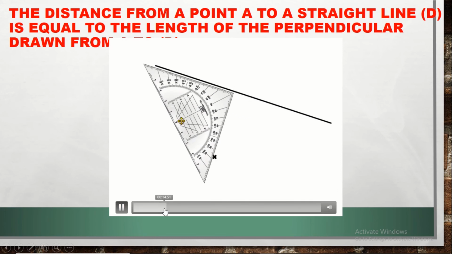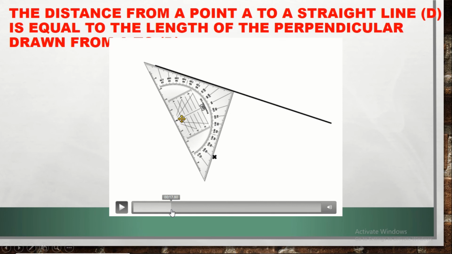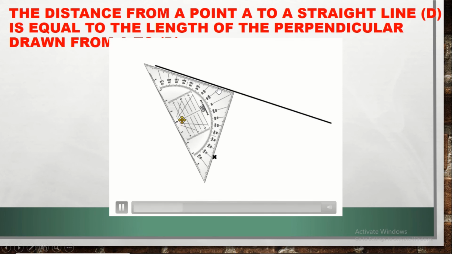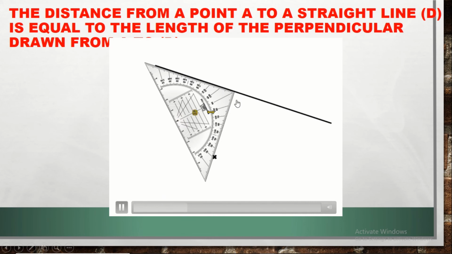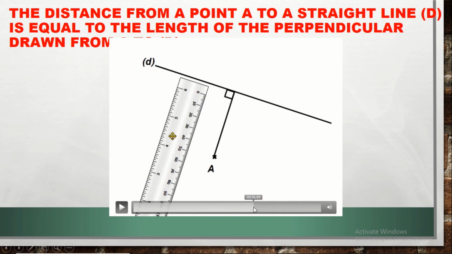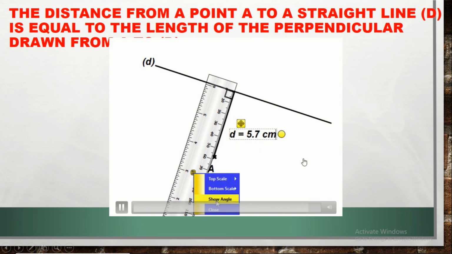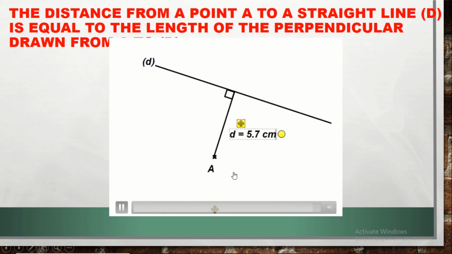As you see here, we put the set square aligned with the given line. When we put it, it's exactly on the given line from one extremity, and from the other it should pass through the given point. Now we can draw the perpendicular. Using the ruler, we measure the distance from the point to the straight line. As you see, we put it in this way. Now we measure the distance and we write its value, which is here 5.7 centimeters.